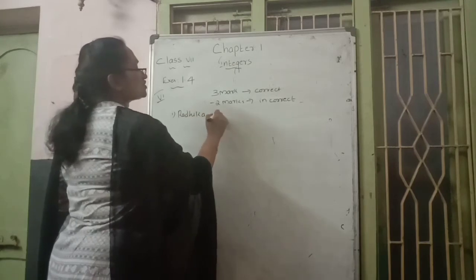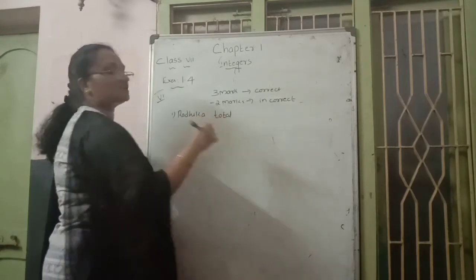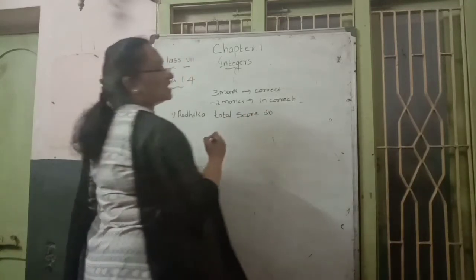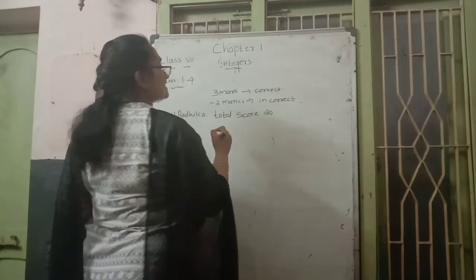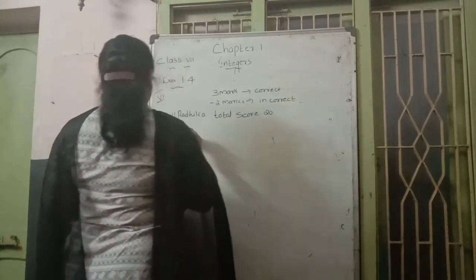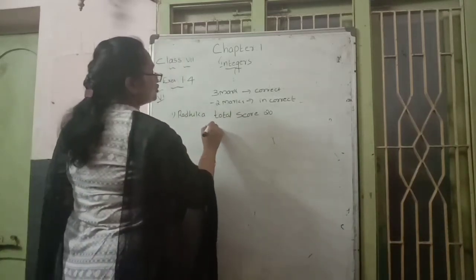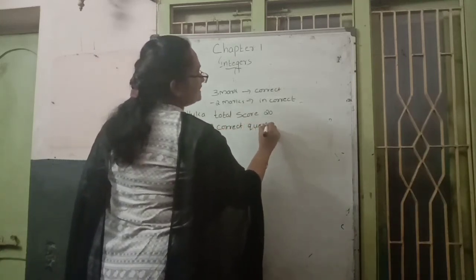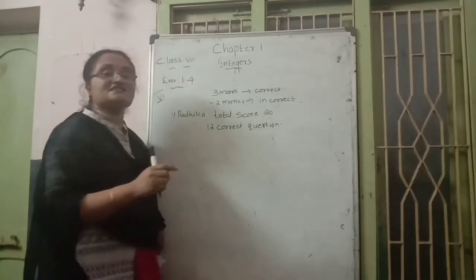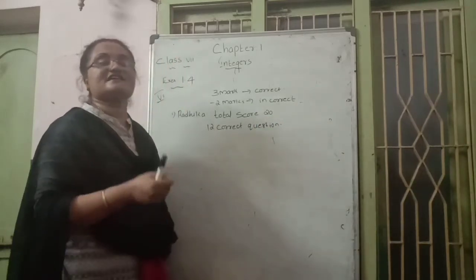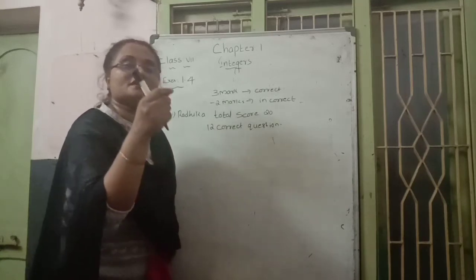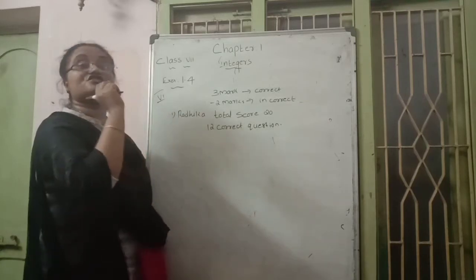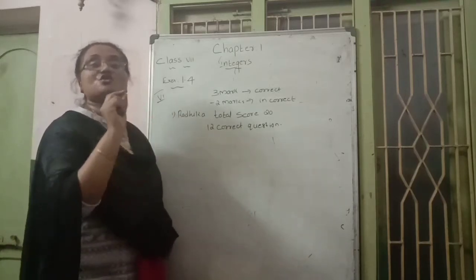Radhika's total score is given. How many marks did she get? That total score is given. She got 20 marks. And they say that she attempted 12 correct questions. What they are asking is how many questions she got incorrect or made mistakes in. Incorrect, they are asking, that is the meaning. They ask us to find the number of incorrect questions.